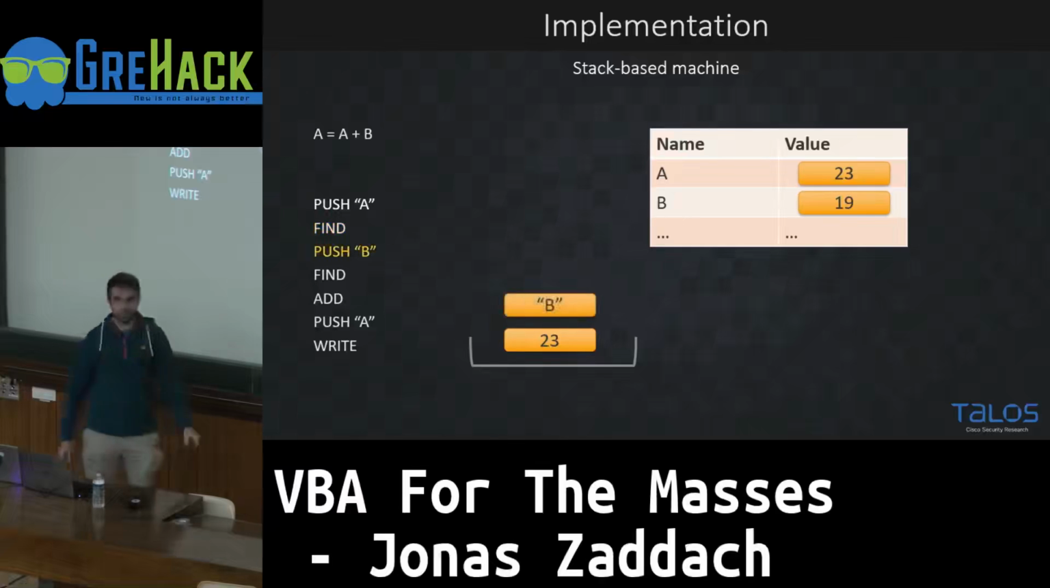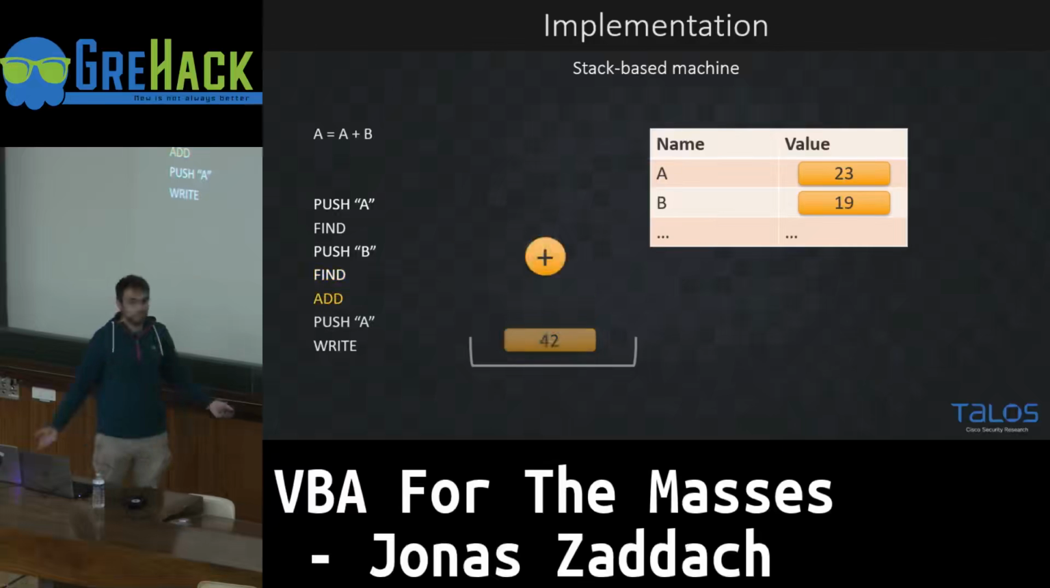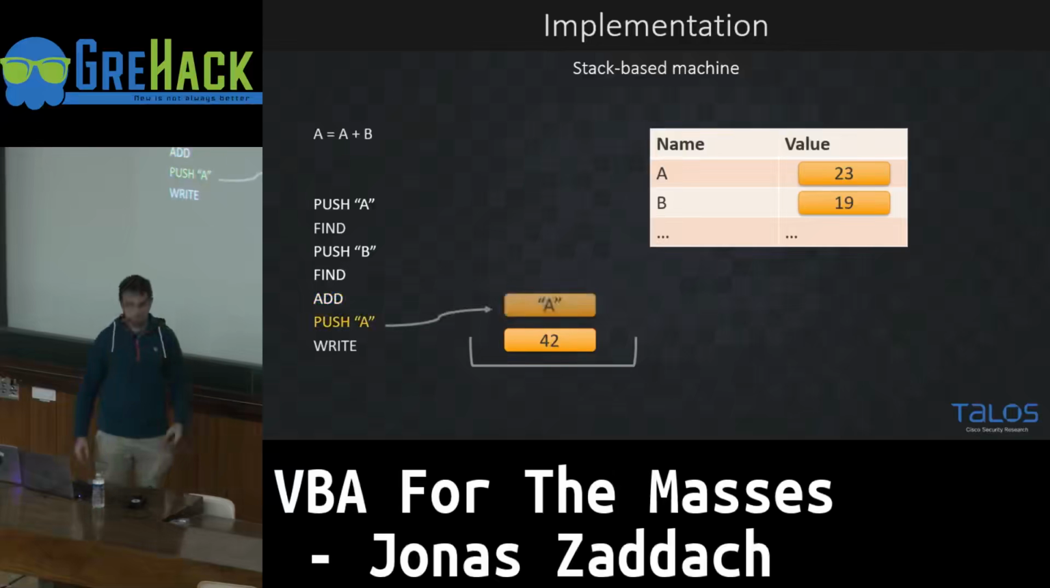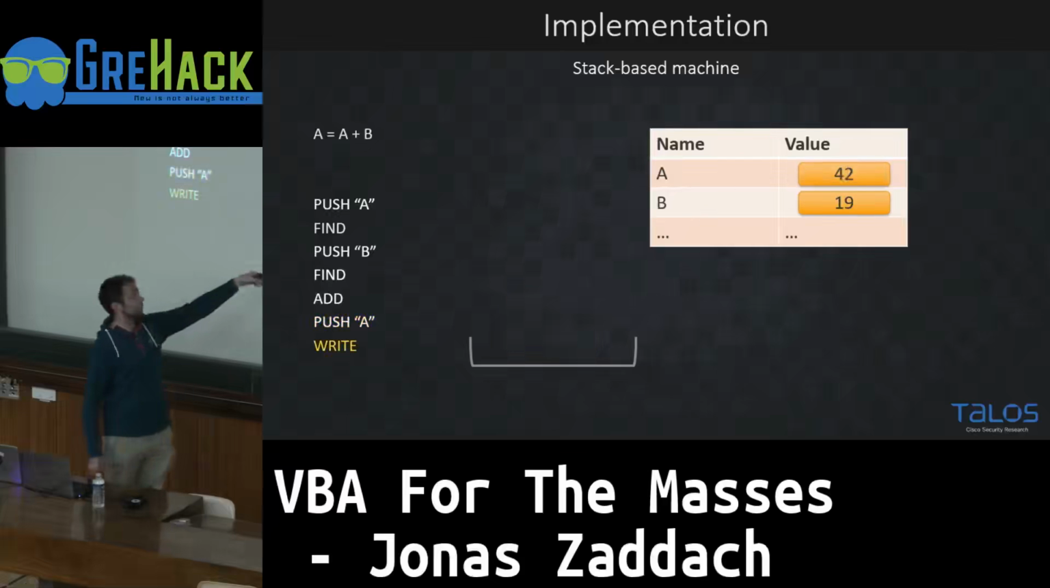We do the same for variable B, that we push the string on the stack. We find the value of B in our dictionary, retrieve the value. And then we have an add instruction that just pops the two top values of our stack, executes the addition, and puts the return value back. And finally, the write instruction, then we push again A for the variable we want to write to. And finally, the write instruction takes the two top values and writes the value to A. So that's pretty simple.